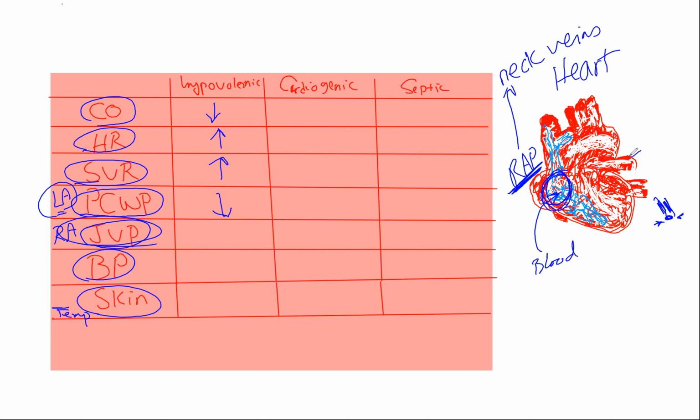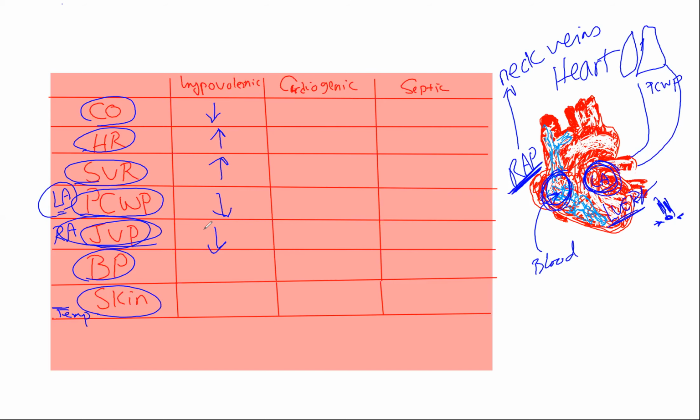But these are the pulmonary veins. This is a reflection of your lung. So this PCWP, the pulmonary capillary wedge pressure, is a measurement of left atrial pressure or left ventricular end diastolic volume. Left ventricular end diastolic volume. This will be essentially also decreasing. So both PCWP, the left atrial pressure, and JVP pulsations, which are a reflection of the right atrial pressure, will be decreasing. What about the blood pressure?